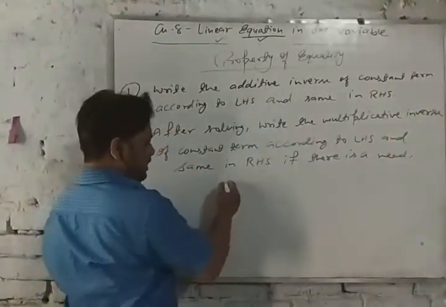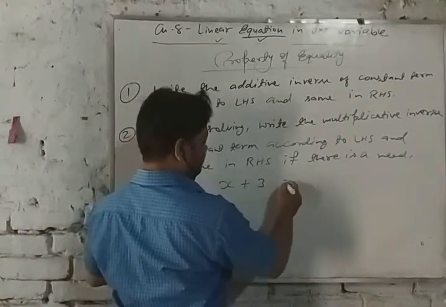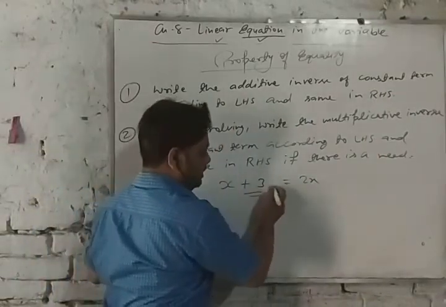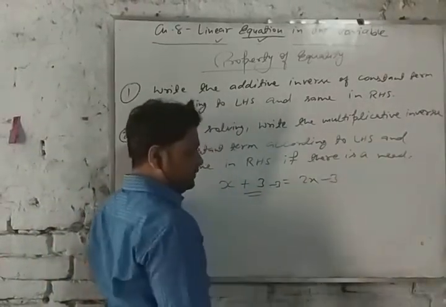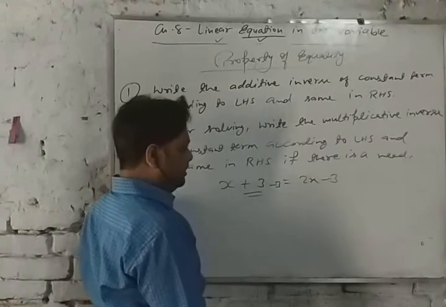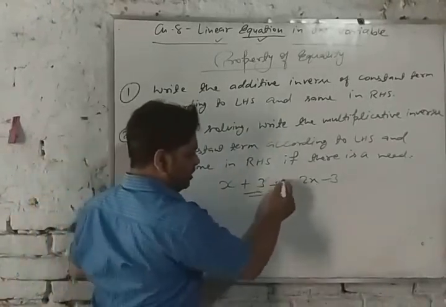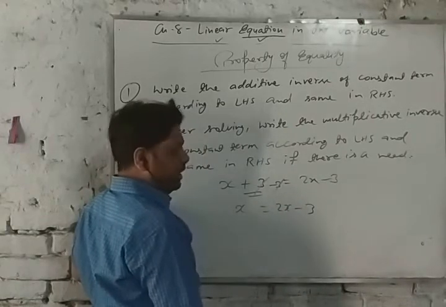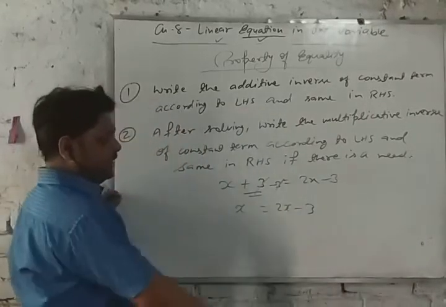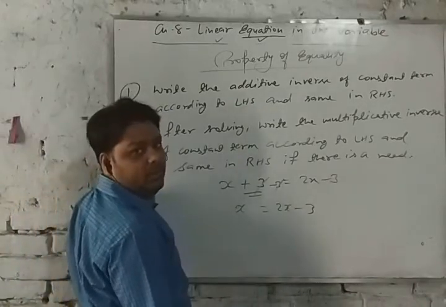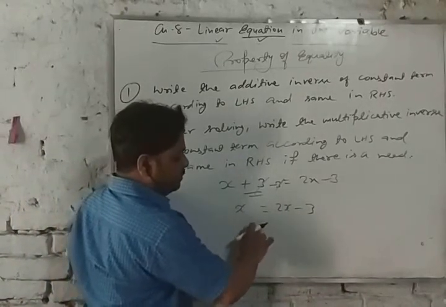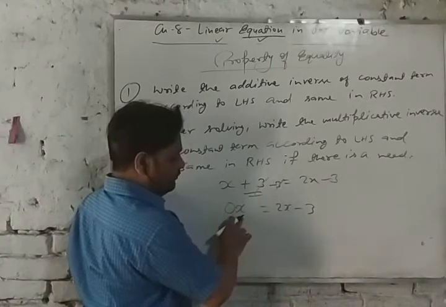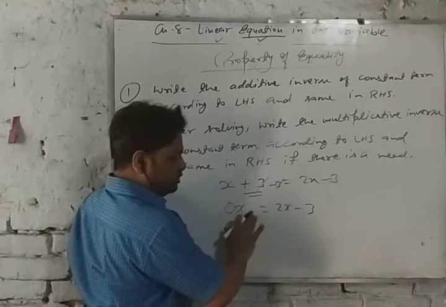Let's see, if x plus 3 is equal to 2x. Then in the first step, for plus 3, we will add minus 3, and then minus 3 here also. Then after that we have got x is equal to 2x minus 3. Now after that there is already a 2x. So at first we have to check there is no constant term of variable x here. So we will not solve it right now.